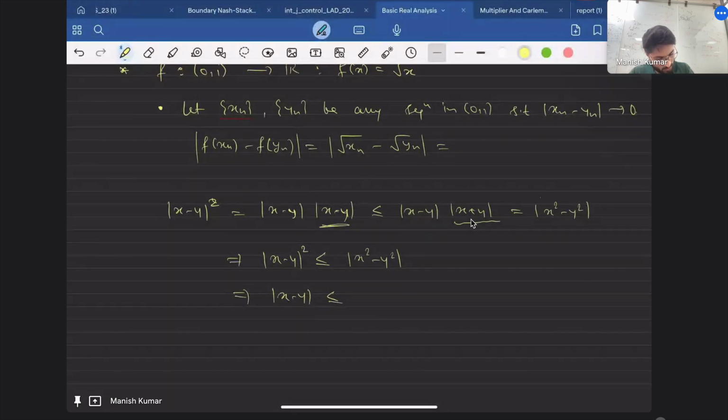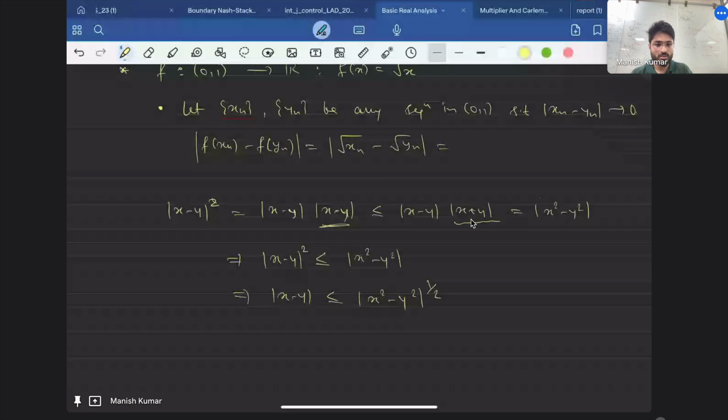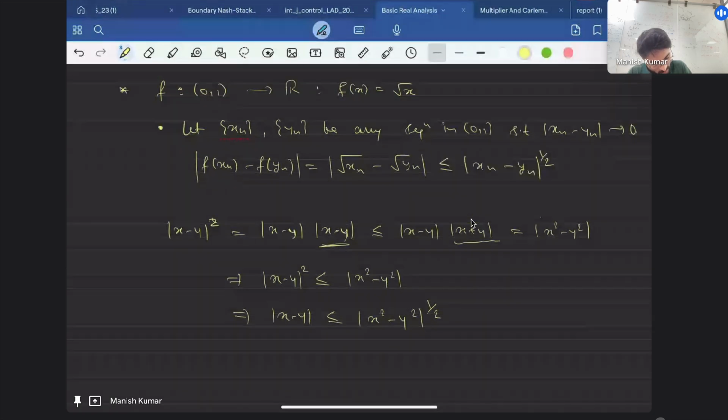So if I use this estimate over here, what I get is this would be |√xn − √yn|, whole to the power 1/2. And then you know that this goes to 0. So this would imply that |f(xn) − f(yn)| goes to 0 as n goes to infinity. So this shows that f is uniformly continuous.